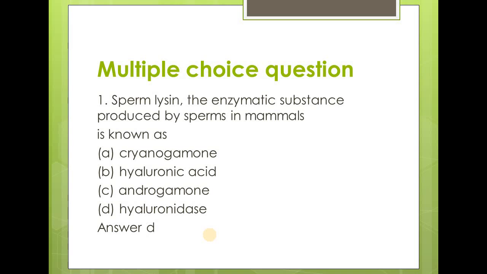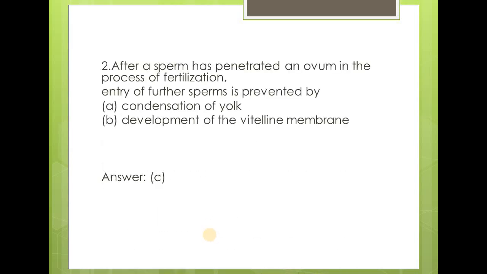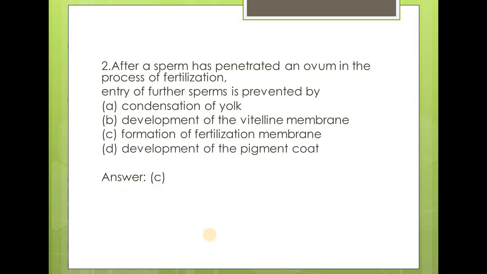Multiple choice question. Sperm lysin, the enzymatic substance produced by the sperms in mammals, is known as: fertilizin, hyaluronic acid, androgamone, hyaluronidase. The answer is hyaluronidase. After the sperm has penetrated an ovum in the process of fertilization, the entry of further sperm is prevented by: condensation of the yolk, development of vitelline membrane, formation of fertilization membrane, development of pigment coat. The answer is formation of the fertilization membrane.